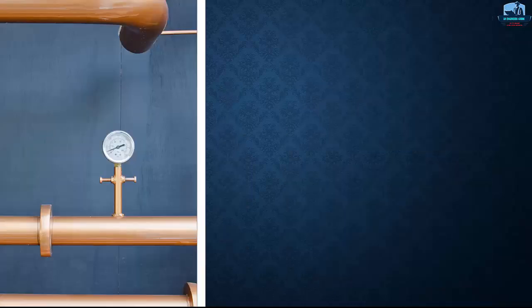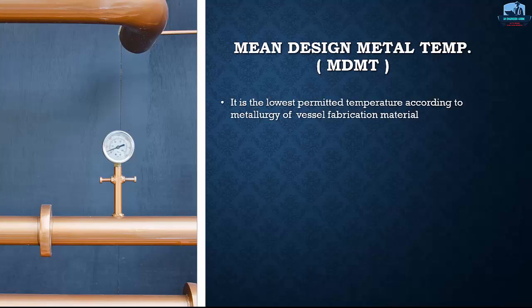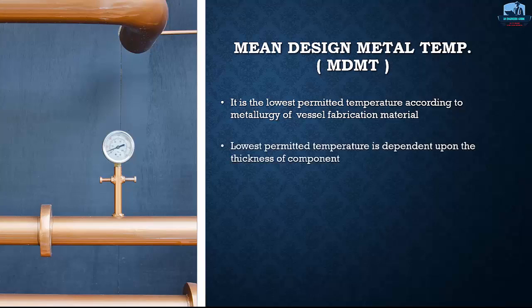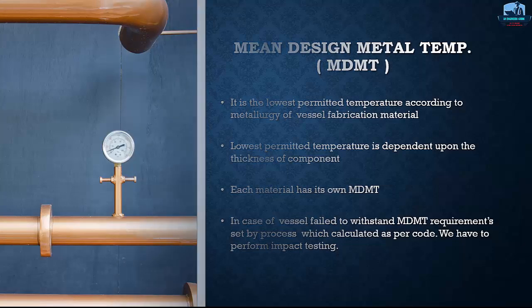Now let's understand what the mean design metal temperature, or MDMT, is. MDMT is the lowest permitted temperature according to the metallurgy of the vessel fabrication material. Second, the lowest permitted temperature is dependent upon the thickness of the component. Third, each material has its own MDMT. And fourth, in case the vessel fails to withstand the MDMT requirement set by the process, which is calculated as per code, we need to perform impact testing.